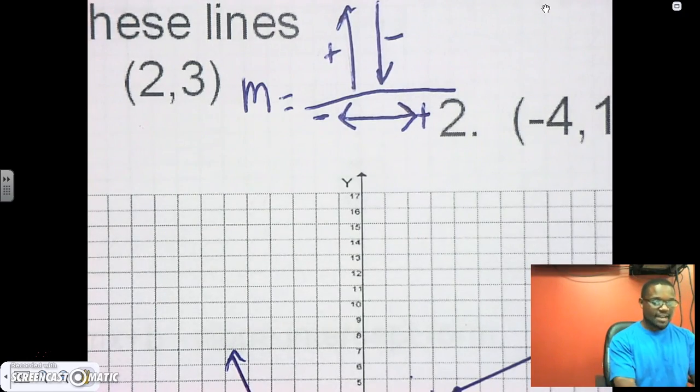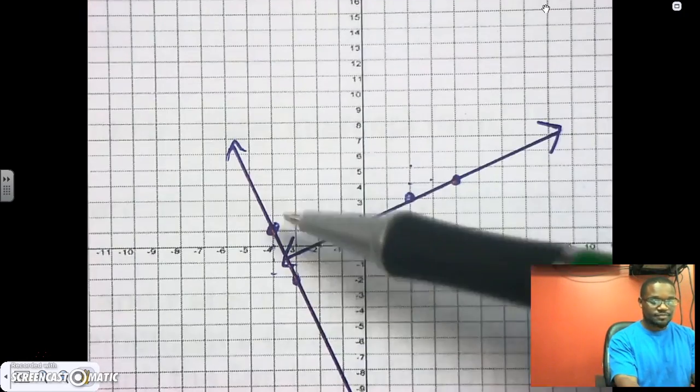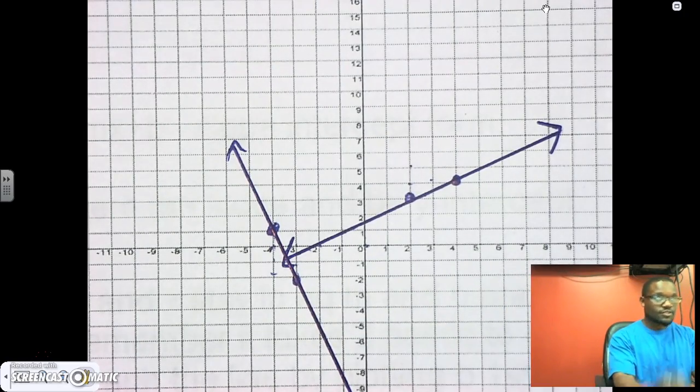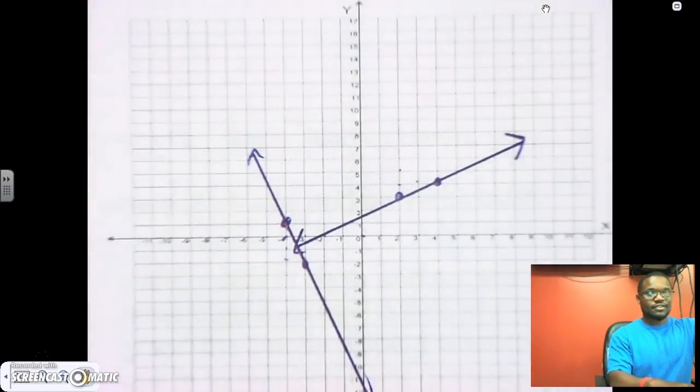That's why I counted down 3. I counted down 3 and to the right 1. Okay, so that's an example of how to graph any line given a slope and a point.